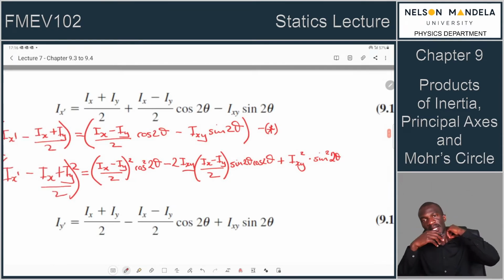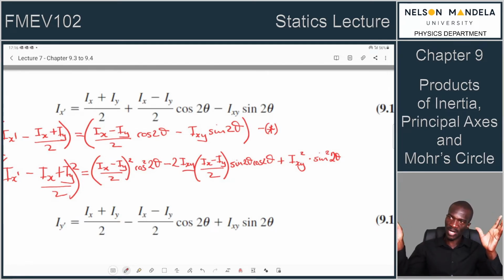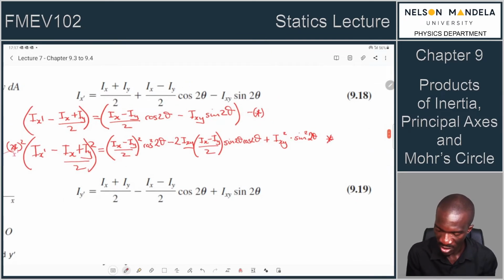So we've just expanded the bracket, right? We've got the first term, which was (Ix minus Iy)/2. It's squared, the cos 2θ is squared. Minus 2 multiplied by the two terms, so that would be Ixy. Then I'm putting the I's on one side, next to each other, that's why we have (Ix minus Iy)/2. Then we multiply the trig functions, sine 2θ by cos 2θ. The last term is just a square of the Ixy and the trig function. We now have 3 stars.